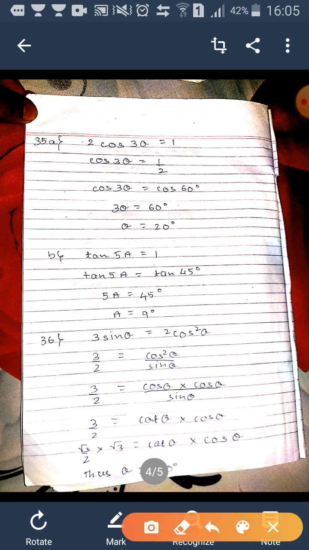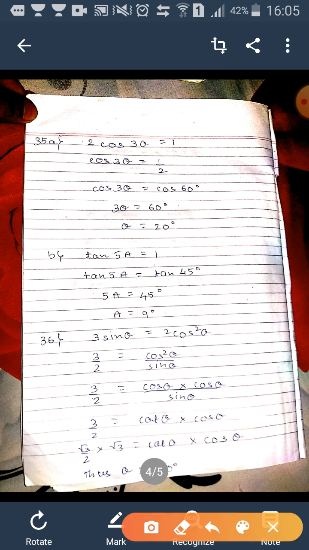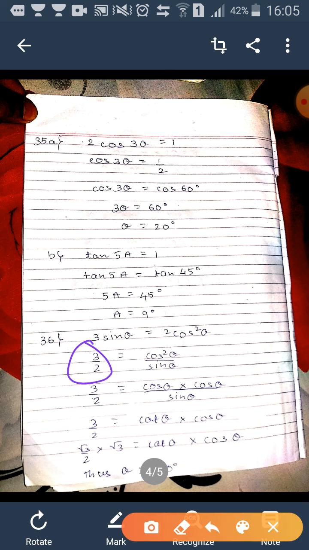Now we get to the next sum where 3 sin theta is equal to 2 cos square theta. Okay, so this one, listen to me properly. So first I will bring this 2 to the left hand side and this sin theta to the right hand side. Yes, so it becomes 3 by 2 is equal to cos square theta by sin theta. It is only one sin theta over here. Yes, that is what makes this sum a bit tricky.